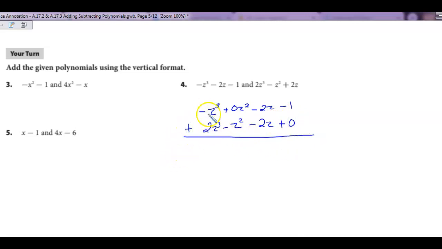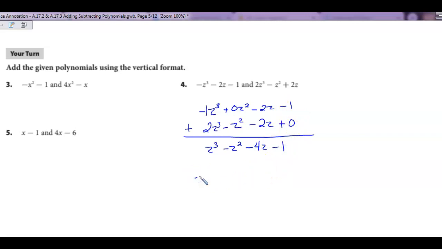So I've made adjustments so that you can see that they're stacked like terms together. So I have a negative 1 plus 2 is 1, so I have z to the third power. 0 minus 1 is negative 1z to the second power. Negative 2z plus negative 2z is negative 4z. And negative 1 plus 0 is negative 1.